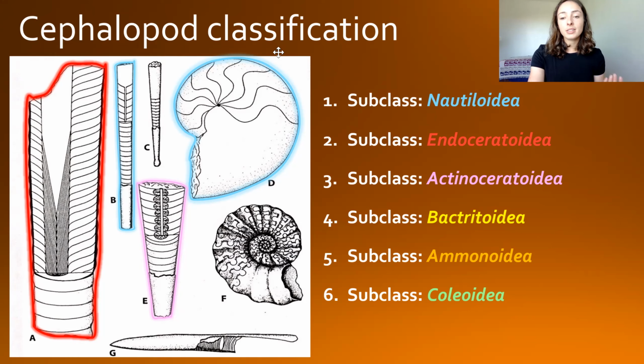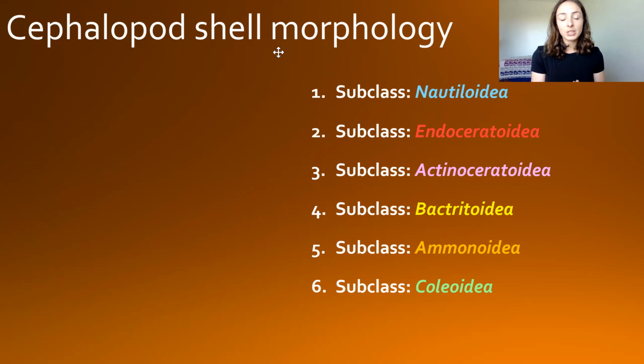Additionally, we have the subclass Bactritoidea, shown here outlined in yellow, which is another straight-shelled group, but these are very small in size, and they have a globular protoconch, which is a distinctive feature for this subclass. Additionally, we have Ammonoidea, which is also something we mentioned earlier, the ammonoids, which are major index fossils for the Paleozoic and Mesozoic eras, and we'll talk a little bit more about their specific morphology in the next couple slides. And then lastly, we have Coleoidea, which includes belemnites, which can also act as really good index fossils during the Mesozoic era as well.